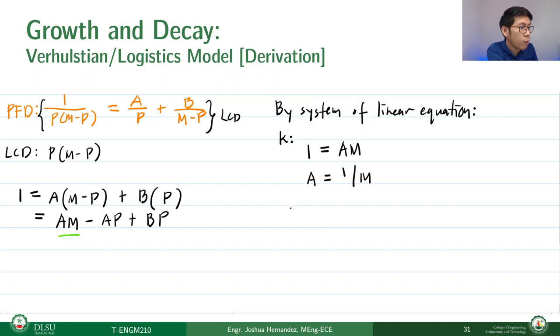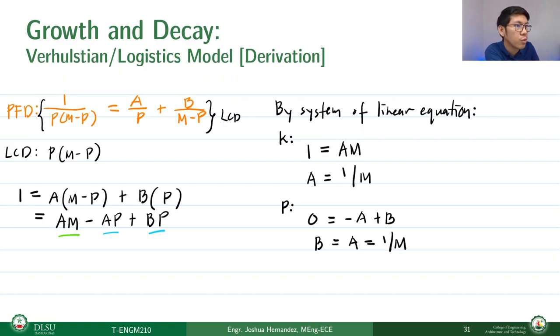Ayan. Now, for the variable part naman, or component, we have p, right? So, kunin natin lahat ng may p. Dun sa left-hand side ng equation, wala siyang ibang equivalent. So, 0, no? 0 equals, in this case, yung meron tayong may p ay negative ap at saka bp. So, tanggalin na natin si p. Magkakaroon tayo ng negative a plus b. In other words, pag nilipat natin si b, will be also equal to a, which is equal to 1 over m.